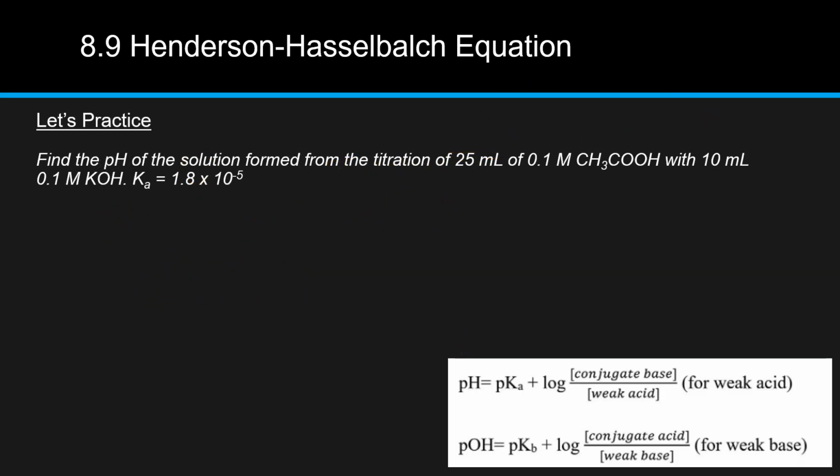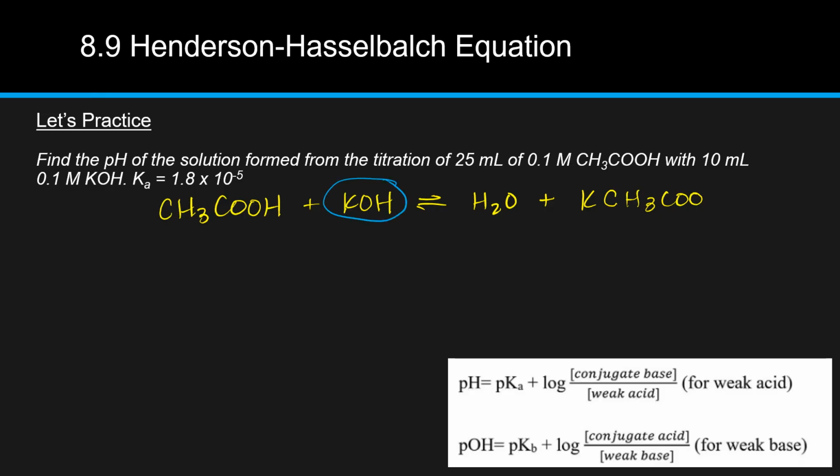All right, now let's work through this titration problem. We're starting with acetic acid, which is a weak acid, and we're adding KOH, which is a strong base. We know that our H from the acid and our OH from the base is going to react to form water. And then we're going to be left with a salt, which in this case is going to be potassium acetate. Then remember, our KOH dissociates because it's a strong base, and potassium acetate dissociates because it is a soluble salt.